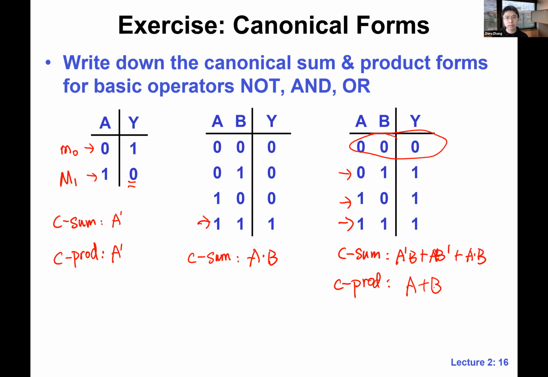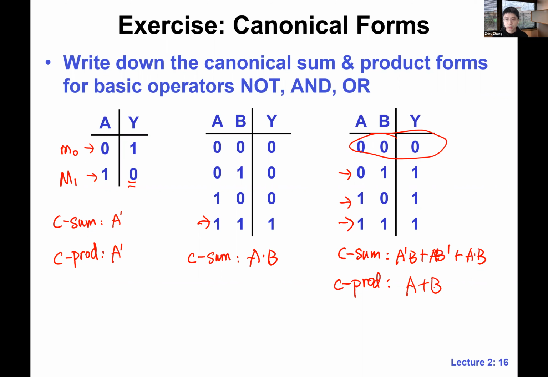So really, the reason that we have both is that some functions may have a lot of ones in the output column. That's where we look at the offset. For some other functions, we have a lot of zeros. That's where, if you want to come up with a canonical form, we look at the onset.